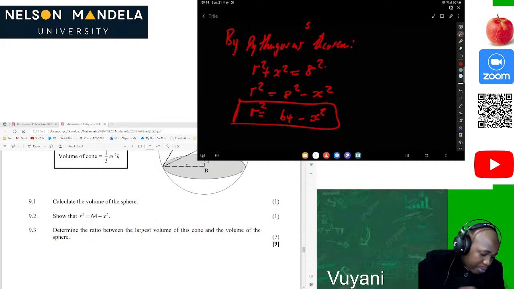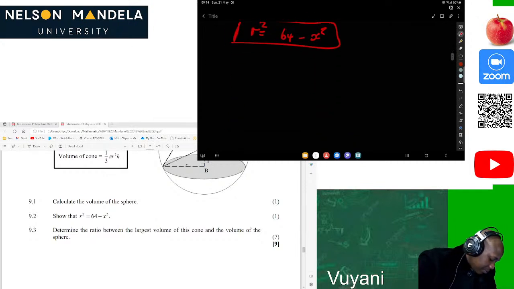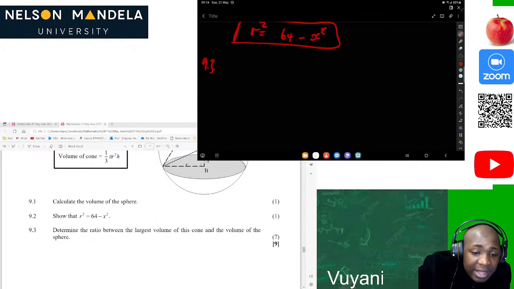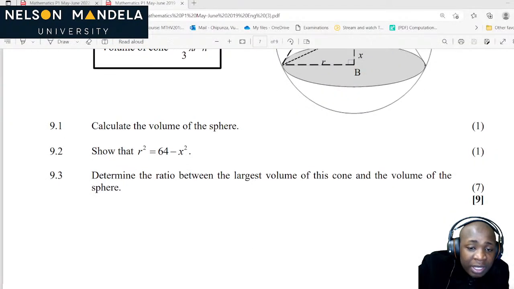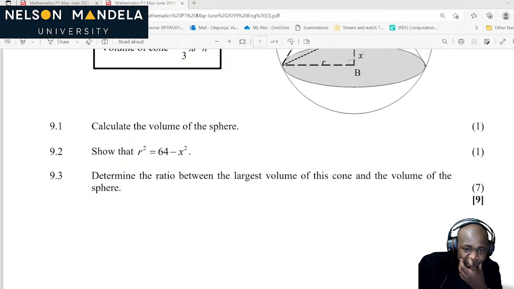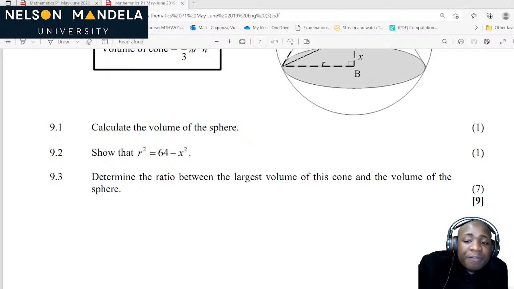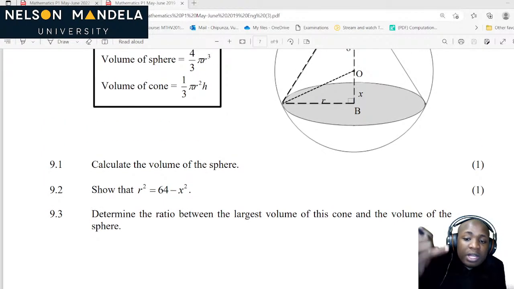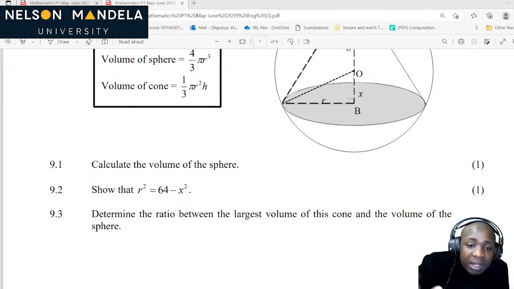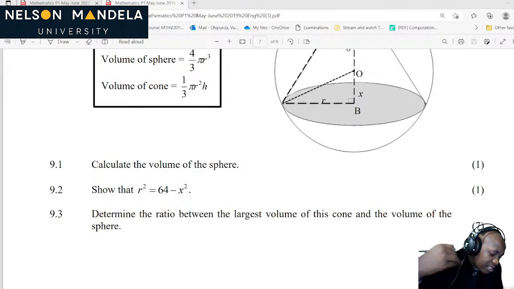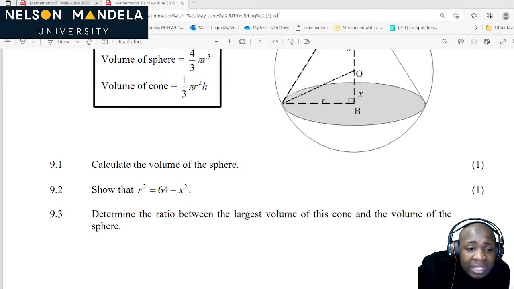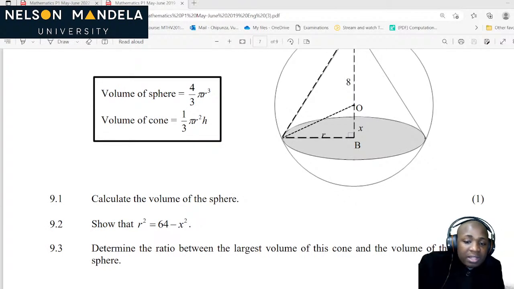Now let's look at 9.3. This is where the big problem of this question comes, but let's break it down together. Determine the ratio between the largest volume of this cone and the volume of the sphere. So we are looking at the volume of the cone and the volume of the sphere. This is already easy. They've already given us the formulas. Let's do this step by step.